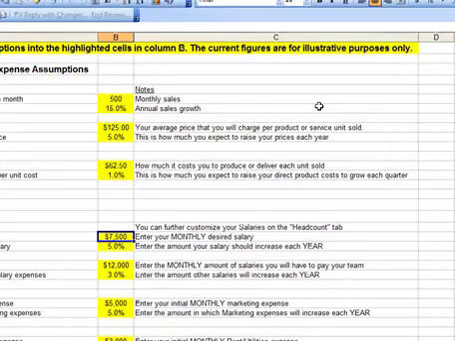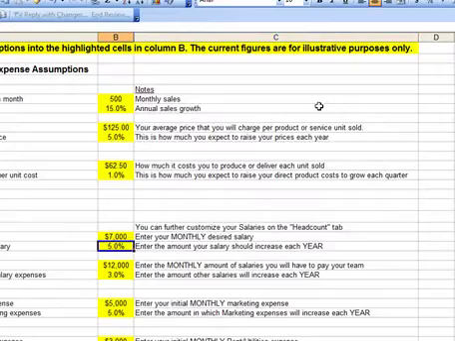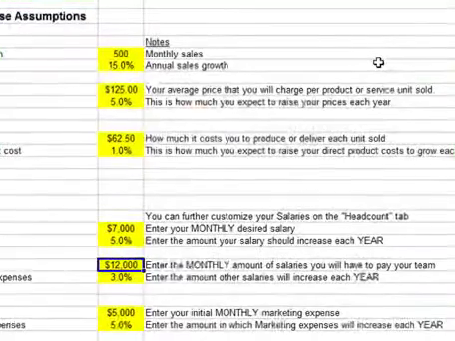Salary, let's say I want to make $84,000 a year, so I'll type in $7,000 because this is per month. Okay, this is a reminder in this cell that you can further customize your salaries on the headcount tab. My annual growth rate in salary, I can leave. Maybe I want to increase by 5% per year.